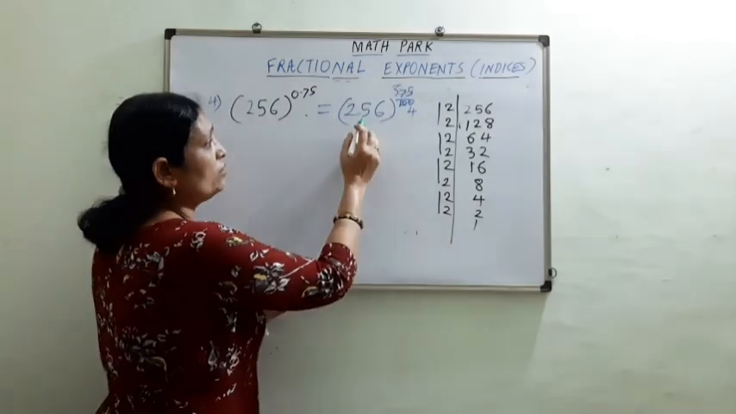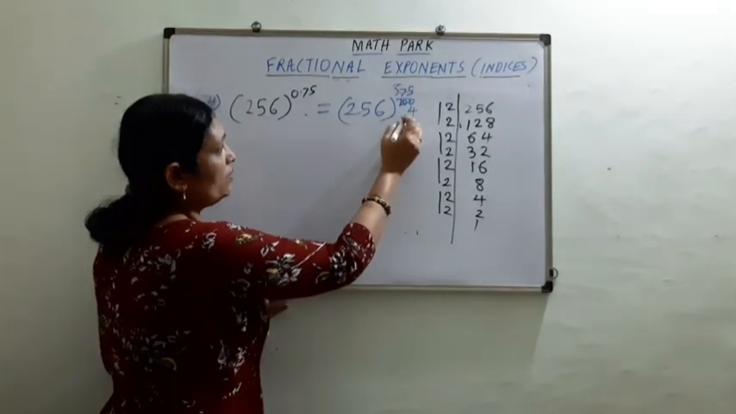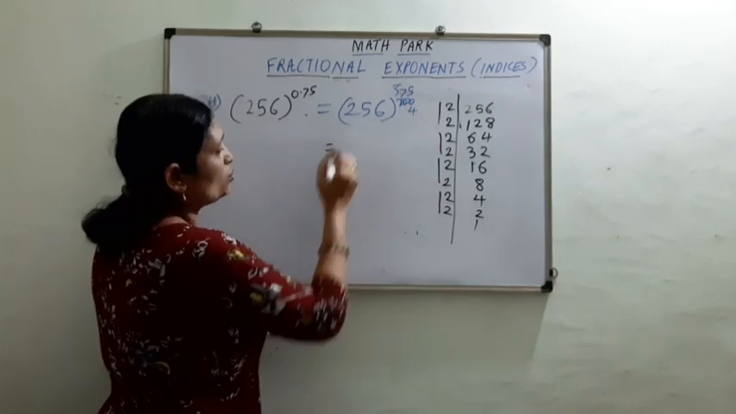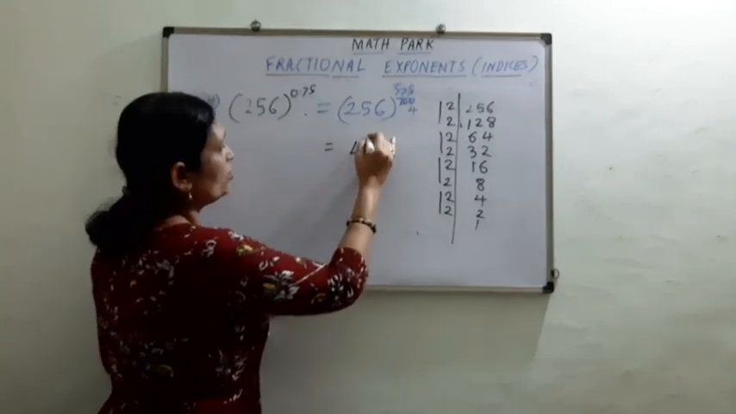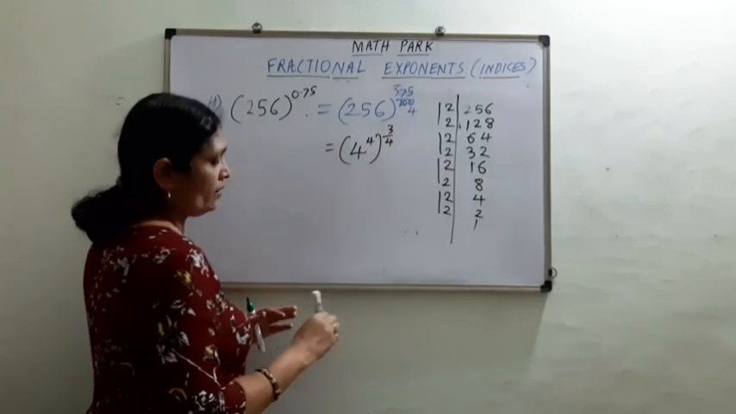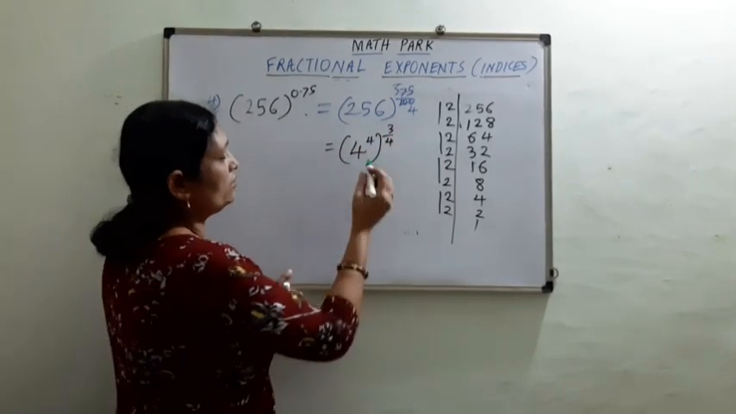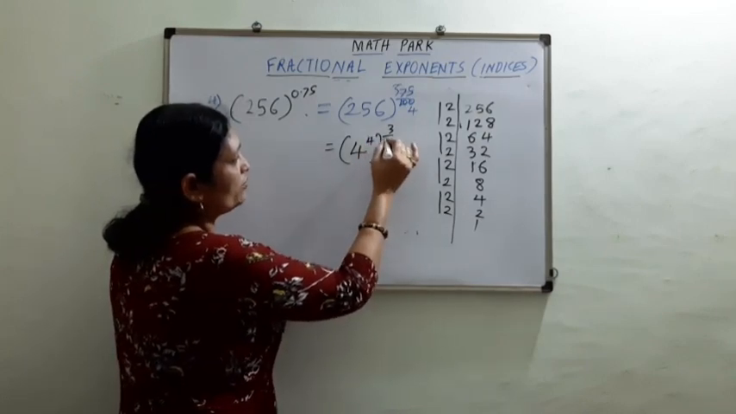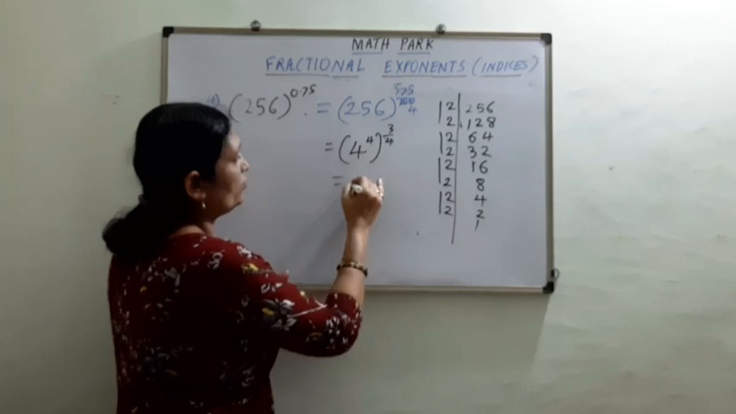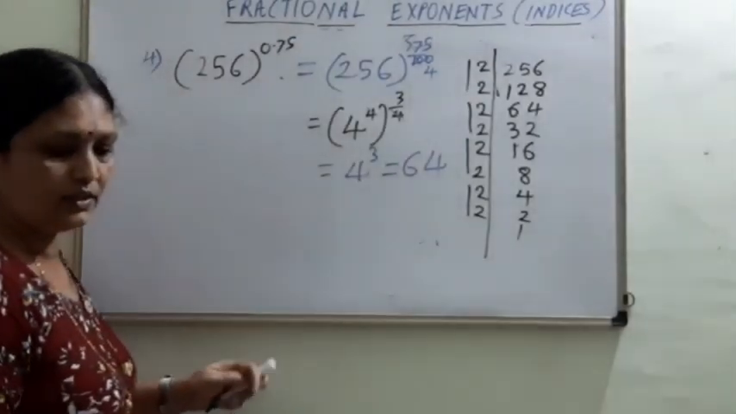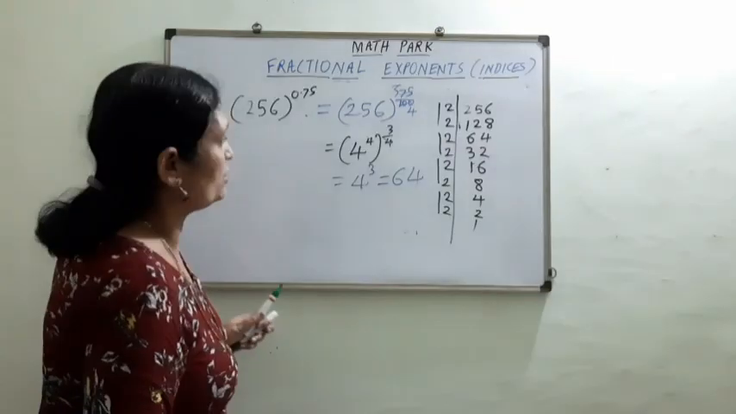Why should we decide 4? Because here the denominator of the fractional exponent is 4. So instead of 256, I can write 4 to the power 4, which is raised to 3 upon 4. Now again the law of exponent, a raised to m raised to n is a raised to mn. Multiplying 4 into 3 by 4, this gets cancelled and we get 4 cube, and 4 cube is 64. Easy? One more simple question, children.